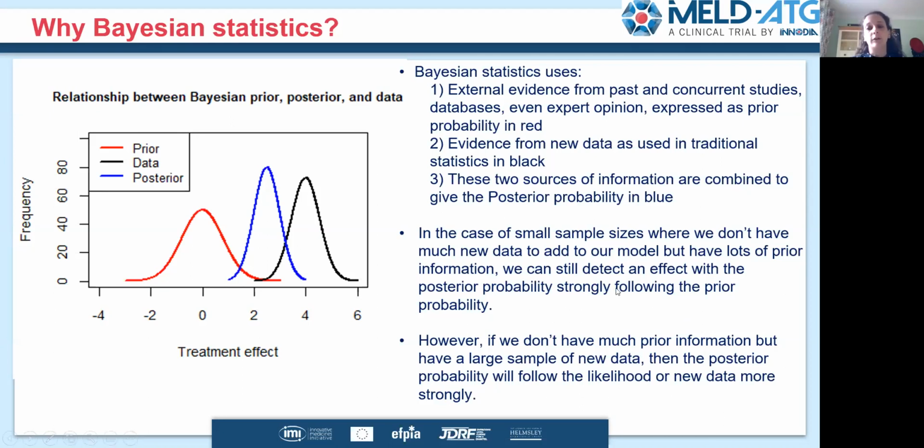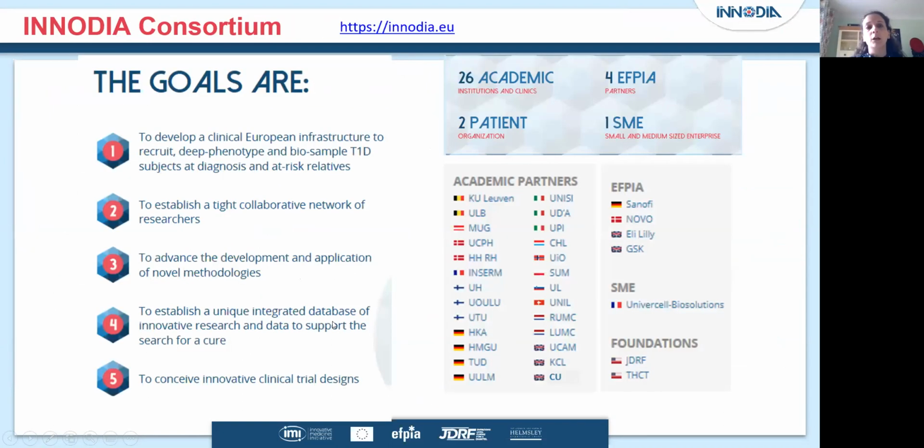However, if we don't have a lot of prior information, but we have a large sample of new data, then the posterior probability will follow the likelihood or new data more strongly. So that's sort of what you're seeing here on the graph, where you're seeing that the blue curve is mirroring your black curve. So the INNODIA consortium is very large.